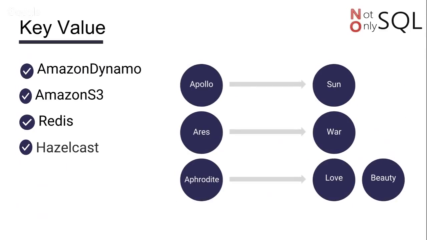The first one is key value. We have several implementations of this kind. It looks like a hash map or map implementation from the Java world. So given a key, I can retrieve some information from this key. For example, I have Apollo that returns the sun, Ares, the war. So given a key, I can return the value.